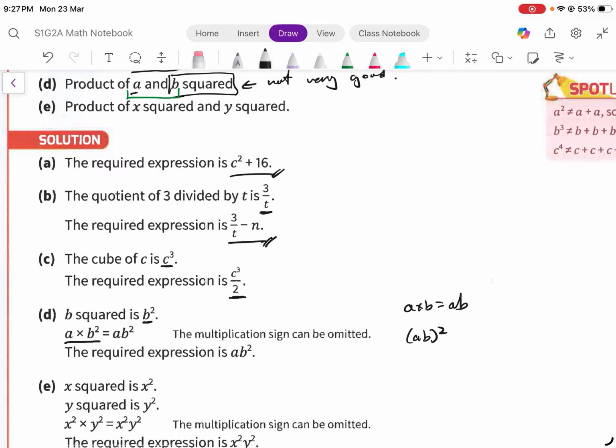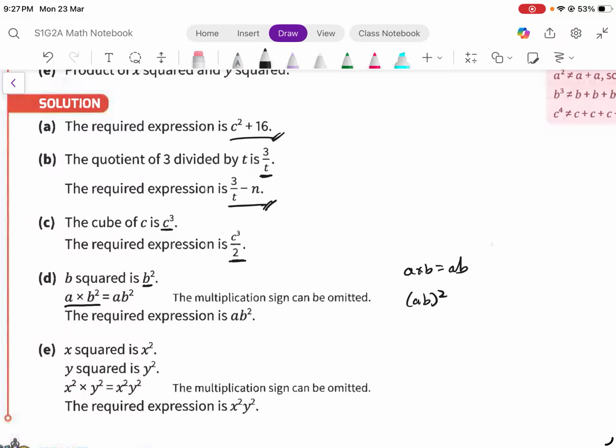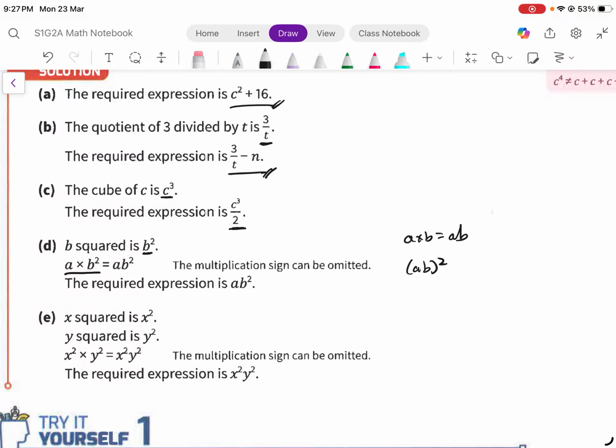Okay, product of x squared and y squared. So x squared is x to the power 2, y squared is y to the power 2. Product means multiply, so x squared y squared, this is your answer.